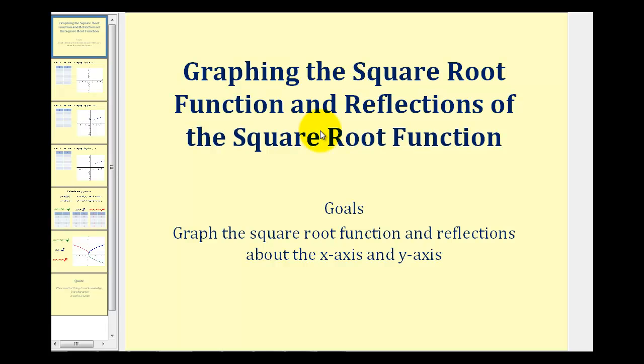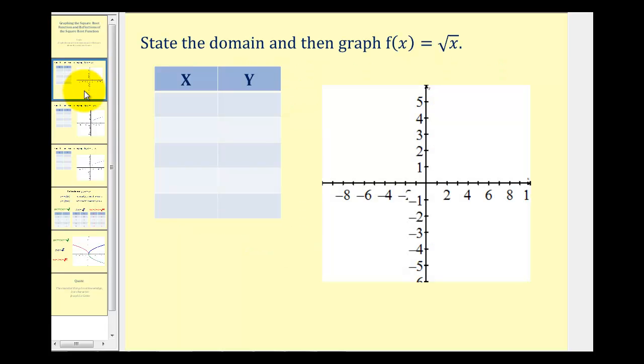Welcome to a lesson on graphing the square root function and reflections of the square root function. Let's start by considering the basic square root function f of x equals the square root of x. We want to state the domain and then graph the function.